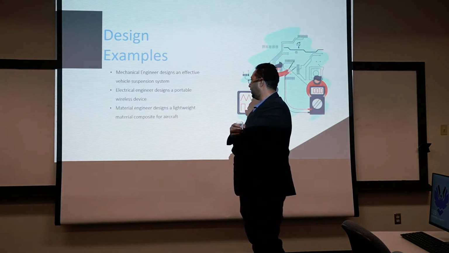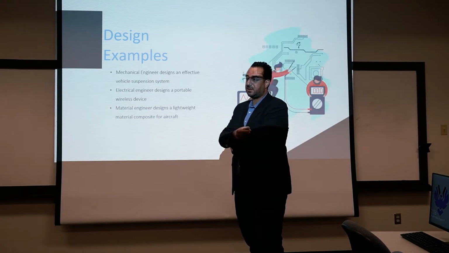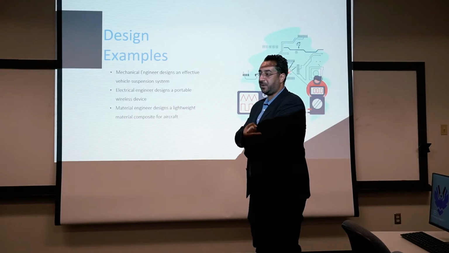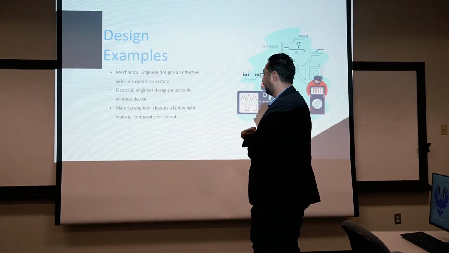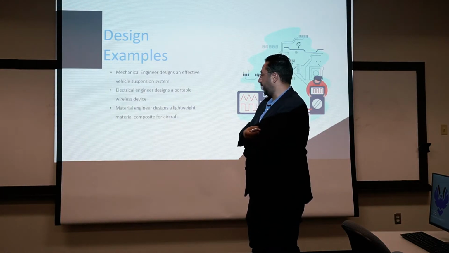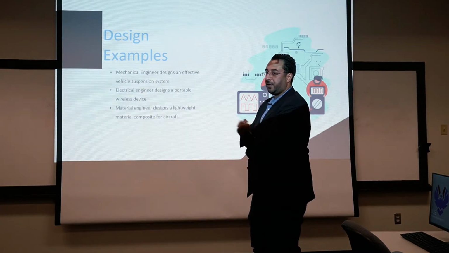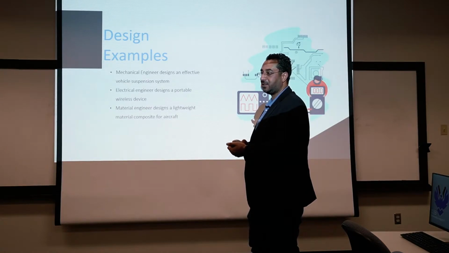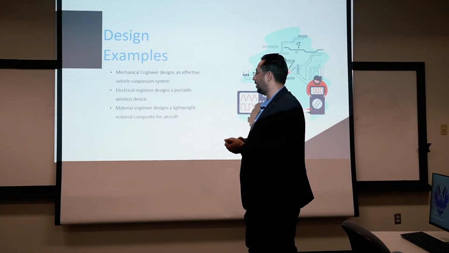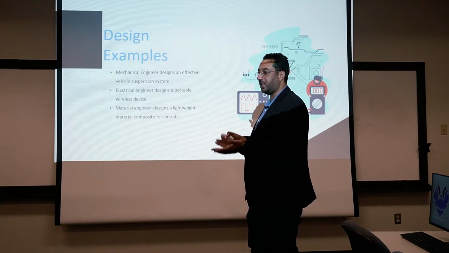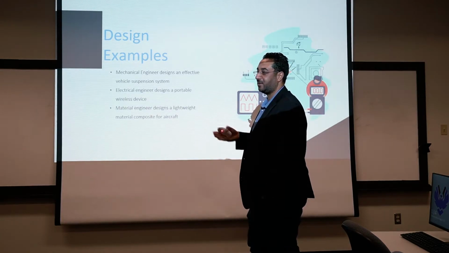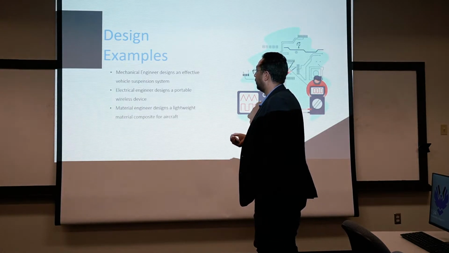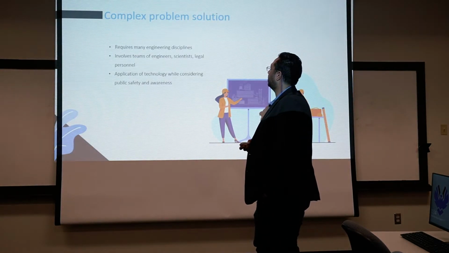Electrical engineer, you could be designing a portable wireless device that people are going to use for a certain purpose. Could be military purposes, could be civilian purposes, as we have our smartphones now. A materials engineer could be designing a lightweight composite material for aircraft, because aircraft have a certain weight limitation. We're going to talk in the process as well about constraints. As you're thinking about the design process, you're thinking about constraints as well. What are my limitations? Do I have the sky's the limit in my design, or are there limitations? So that's the kind of design examples.